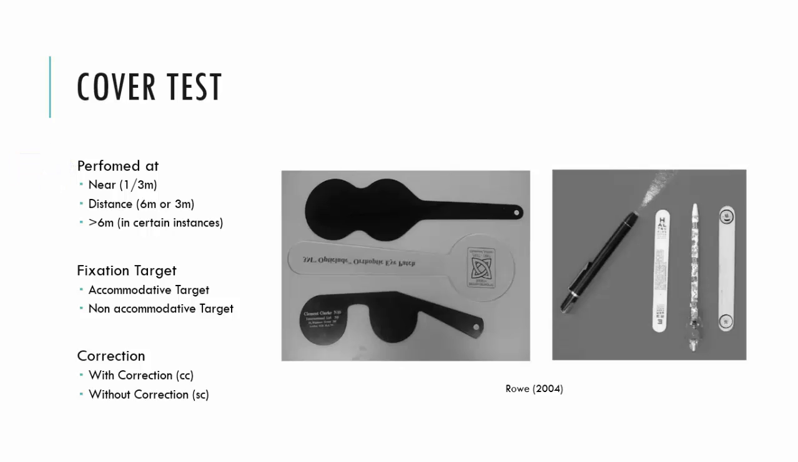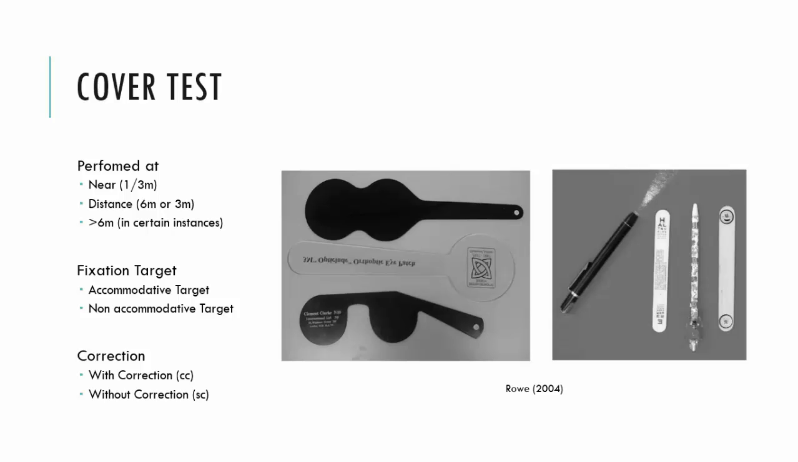Now, why do we do the cover test at those two distances? Because we want to alter the patient's accommodation. At 1/3 of a metre, we're asking the patient to do 3 diopters of accommodation, assuming that they're emmetropic. And at 6 metres, the patient's doing a negligible amount of accommodation. So we're trying to compare the patient at near when they're doing a greater amount of accommodation versus the distance where they've relaxed their accommodation. And the reason we do this is because strabismus can be classified into accommodative and non-accommodative, and we need to know whether there is a change in this deviation based on accommodation. So at near when they're accommodating more versus at distance when they're accommodating less.